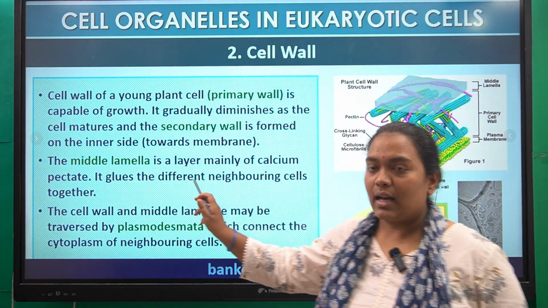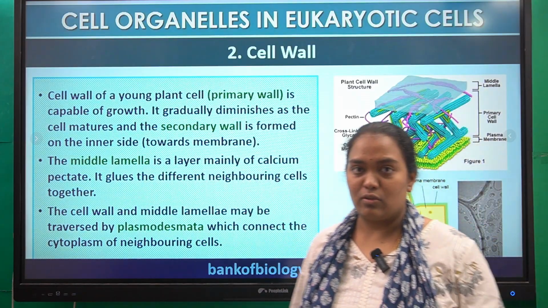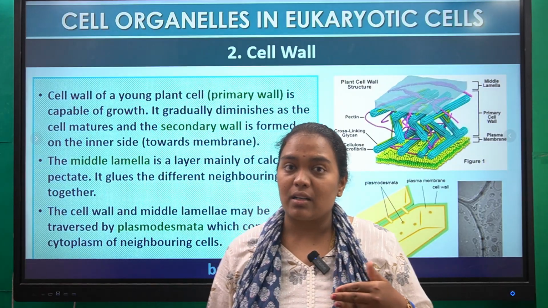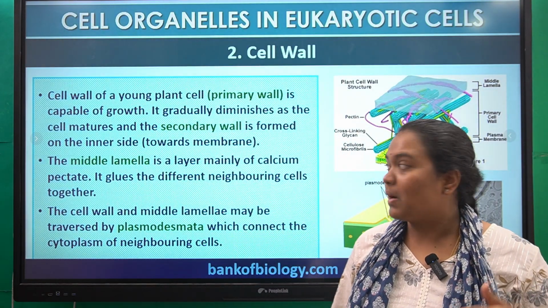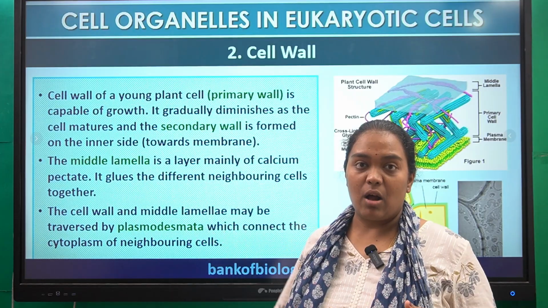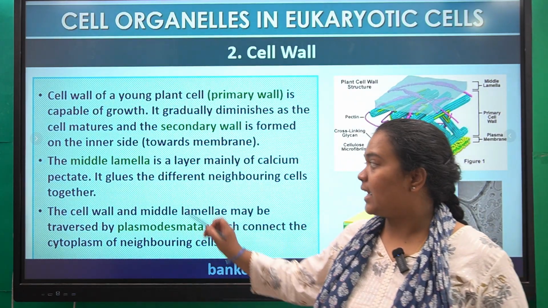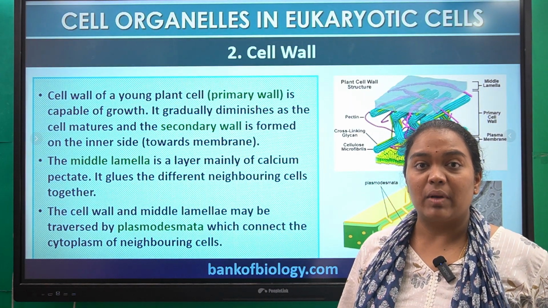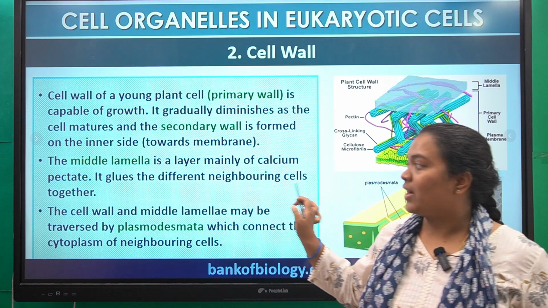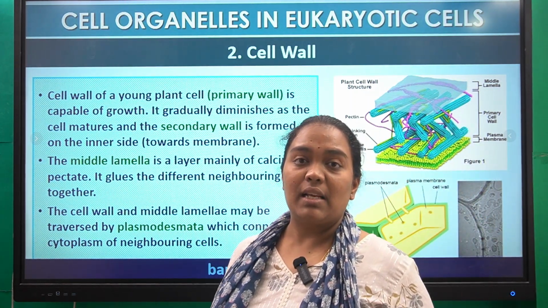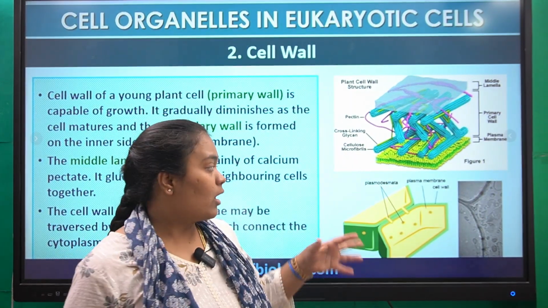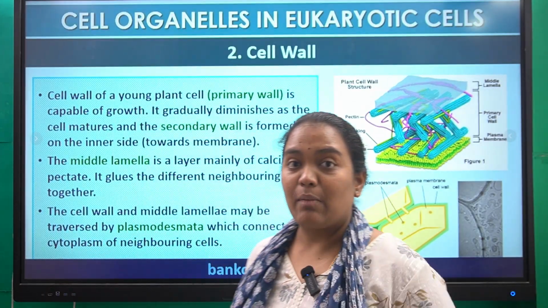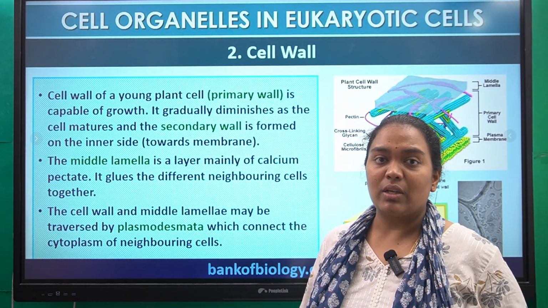The middle lamella is a layer mainly of calcium pectate. So if you divide the cell wall into three parts, the innermost part is the secondary layer, and the middle part is called the middle lamella. This middle lamella is made up of calcium pectate. It glues the different neighboring cells. The middle lamella joins two adjacent cells together without any gap between the cells.